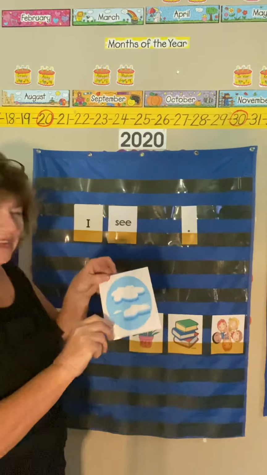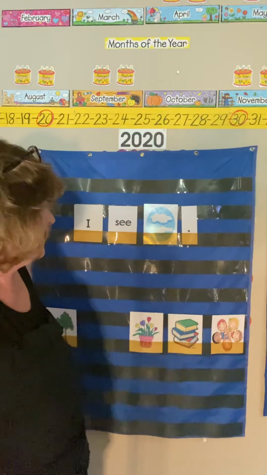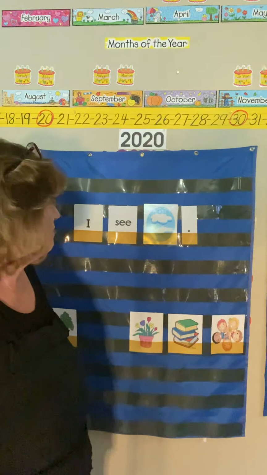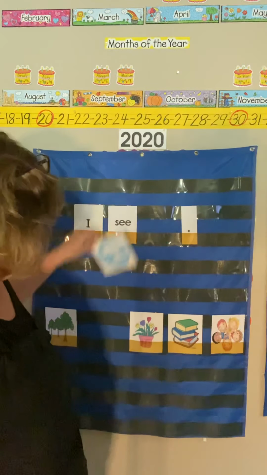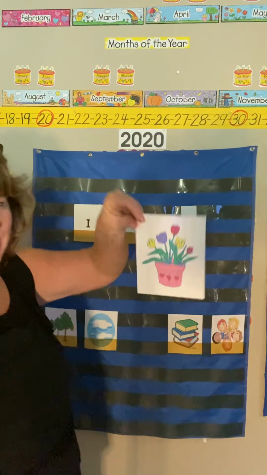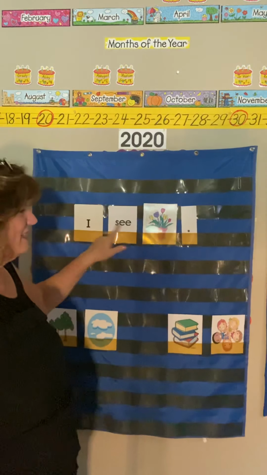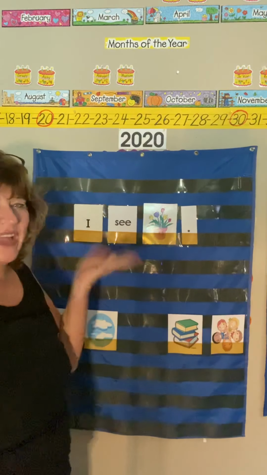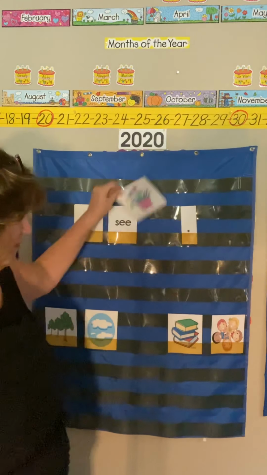All right, what do you see here? I see clouds. You could say I see white clouds, or I see big clouds. Okay, I see clouds. Let me put that down. Ooh, pretty. I see flowers. So we don't have to say I see my flowers or I see the flowers. We can just say I see flowers, right? I see flowers. The period means we stop.